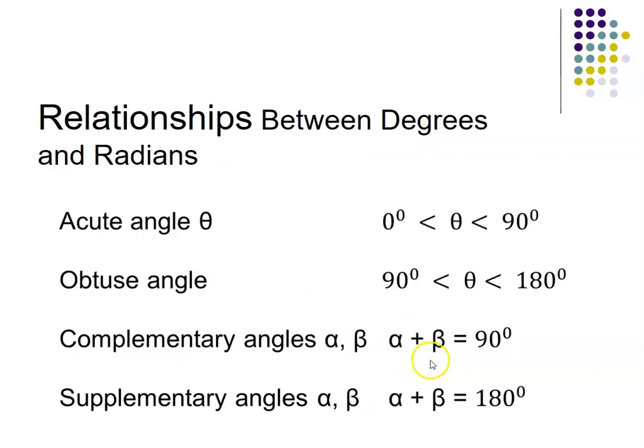Okay, angles between 0 and 90 are acute angles. Obtuse angles are from 90 going to 180. Complementary again: a plus b is equal to 90 degrees. Alpha plus beta is equal to 180 degrees for supplementary angles.